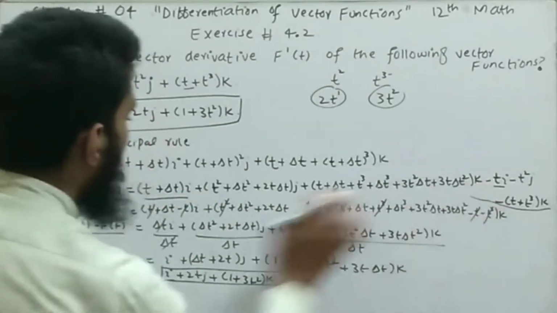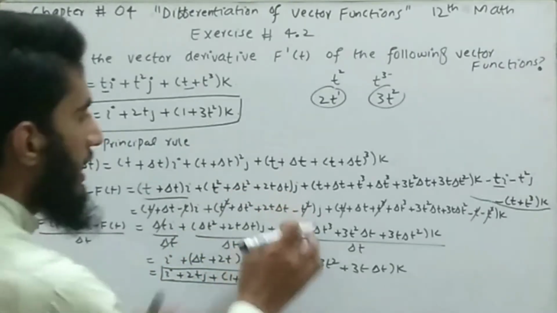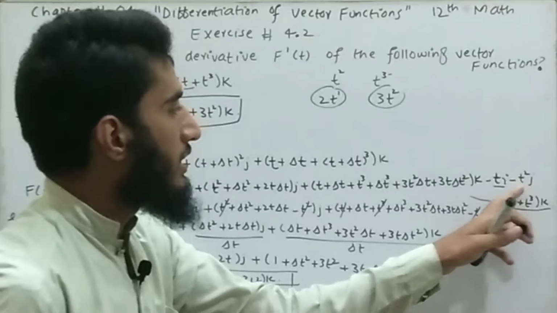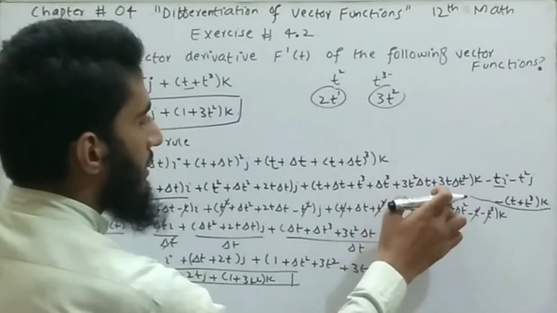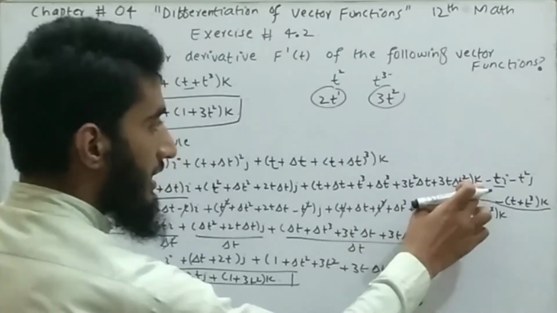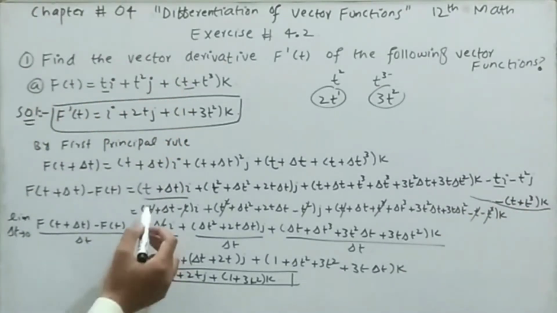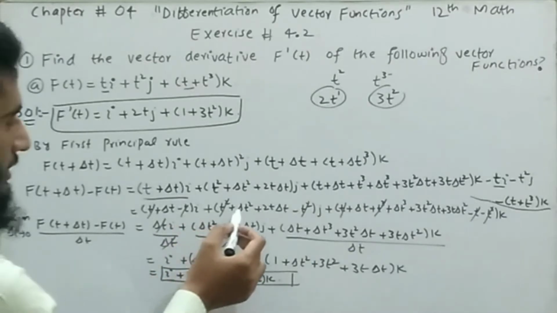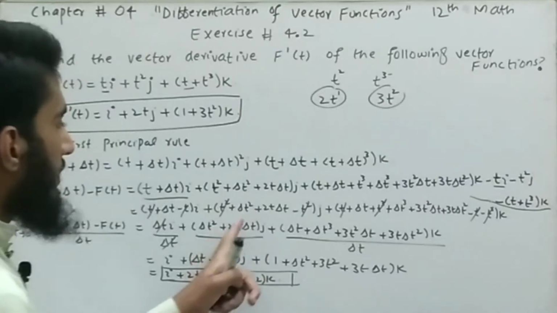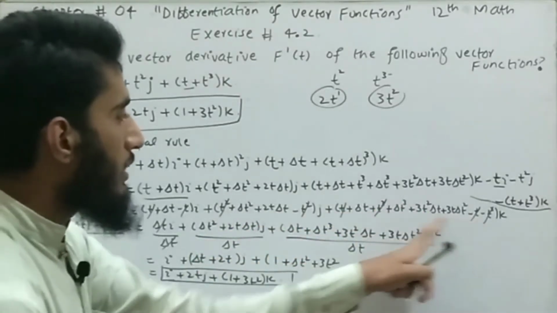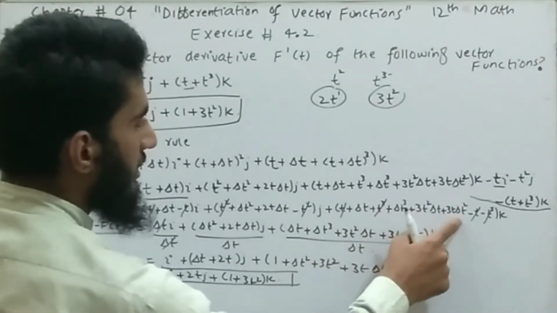Now after simplification, this is t plus del t i, so we will subtract t, so it becomes t plus del t minus t into i. Plus t square plus del t square plus 2t del t will come down as it is, and we will subtract the coefficient of j, which is negative t square. Then t cube plus del t cube plus 3t square del t plus 3t del t square will come down as it is, as the coefficient of k, and over here the coefficient of k is minus t cube. Now t cancels out with negative t, we are left with del t i. Minus t square cancels out with t square, we are left with del t square plus 2t del t. And over here t cube cancels out with negative t cube, we are left with del t cube plus 3t square del t plus 3t del t square.